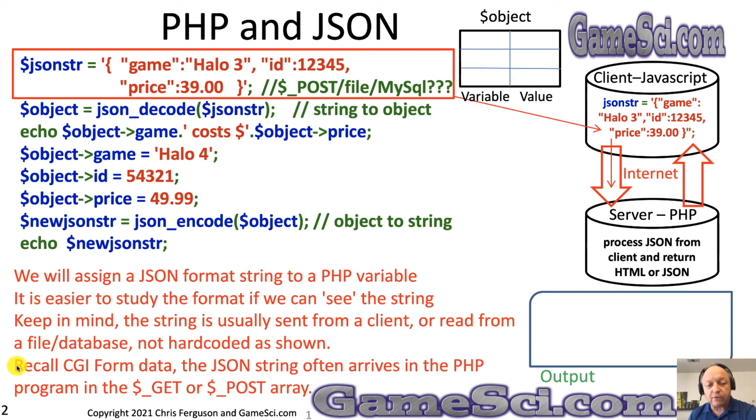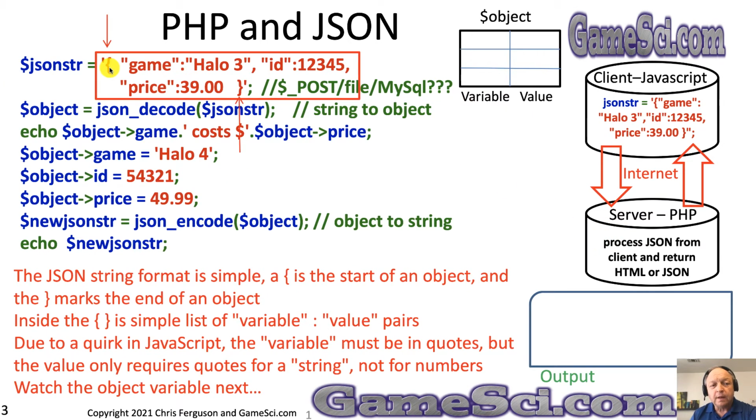Recall from CGI form data, the JSON string often arrives in the PHP program in the $_GET or $_POST array. So I've shown you a hard-coded string assigned here. But keep in mind it's probably coming from either a CGI variable or a file or a database. And it originated on the client when it sent it to the server. This is how it arrives at the server. This open curly brace is the start of the JSON format string. The closed curly brace is the end of the JSON format string.